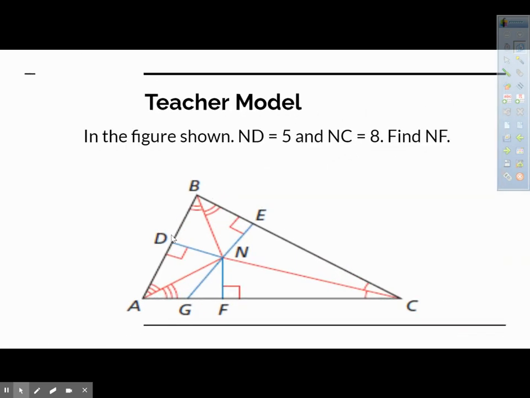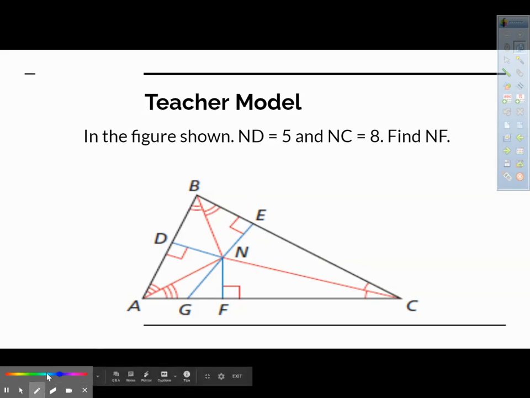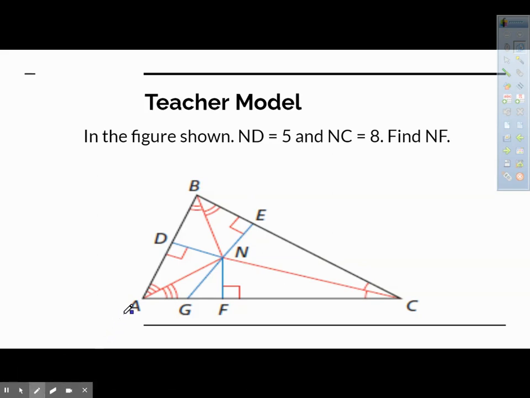All right, let's say you're given some measurements and you need to find a missing measurement. This is chunk 2. It says in the figure shown, the length of ND is 5 and NC is 8. Find the length of NF. So the first thing I'm going to do is mark these lengths. So I'm going to mark ND 5 units. So from N to D is 5 units. And then from N to C is 8 units. So that's this red segment right here. Okay. And they want me to find NF, which is here.